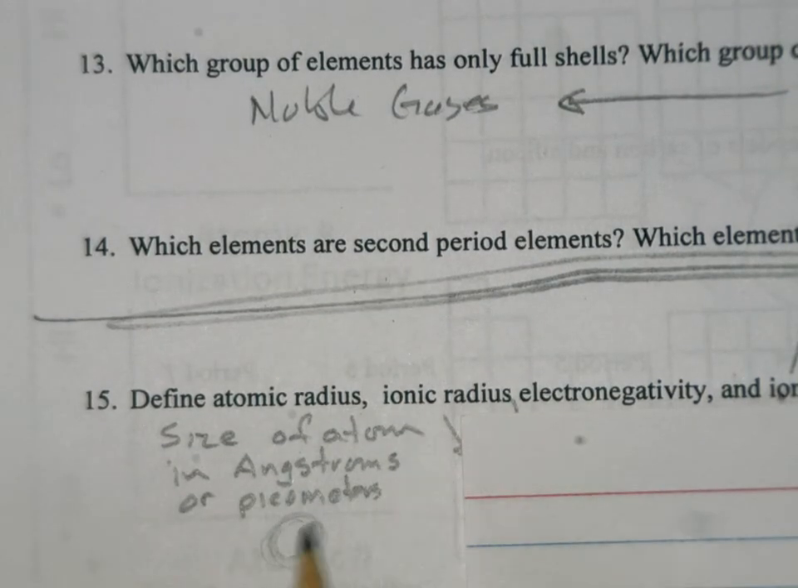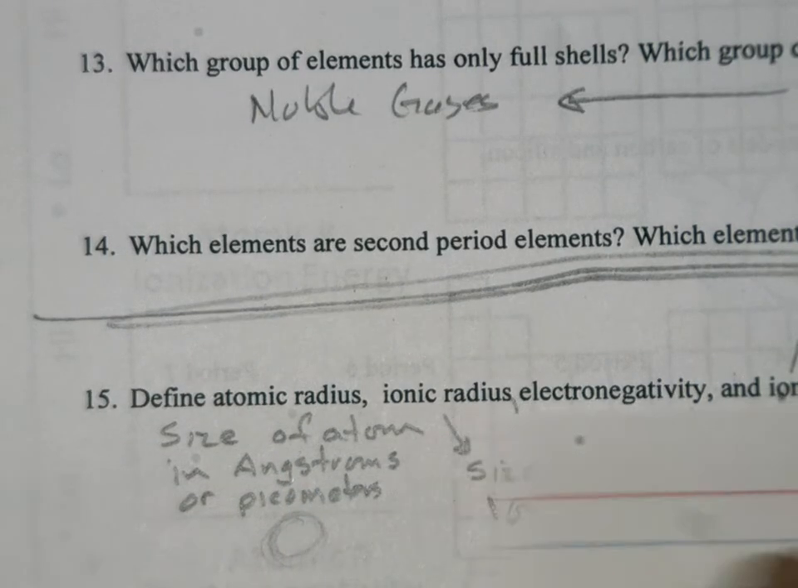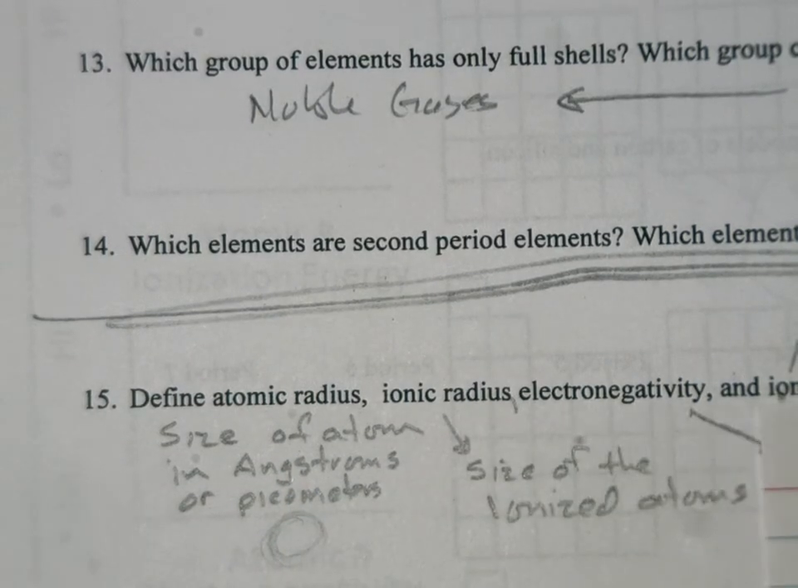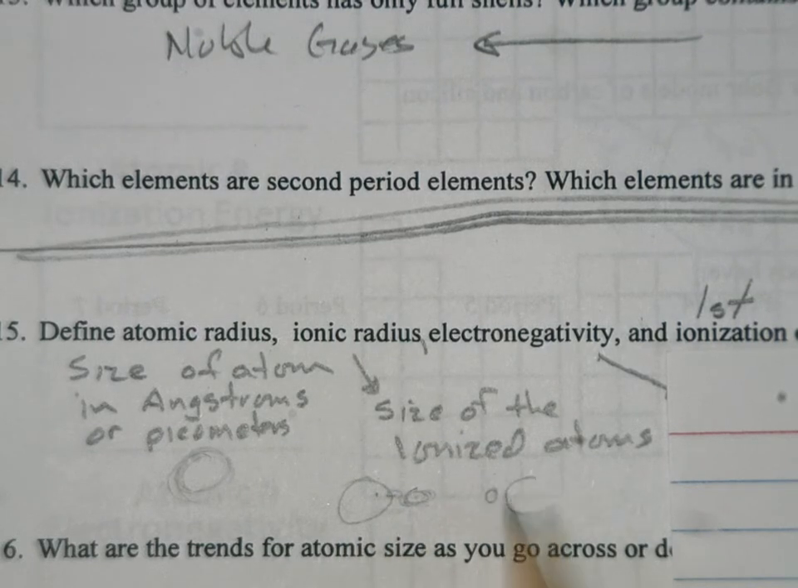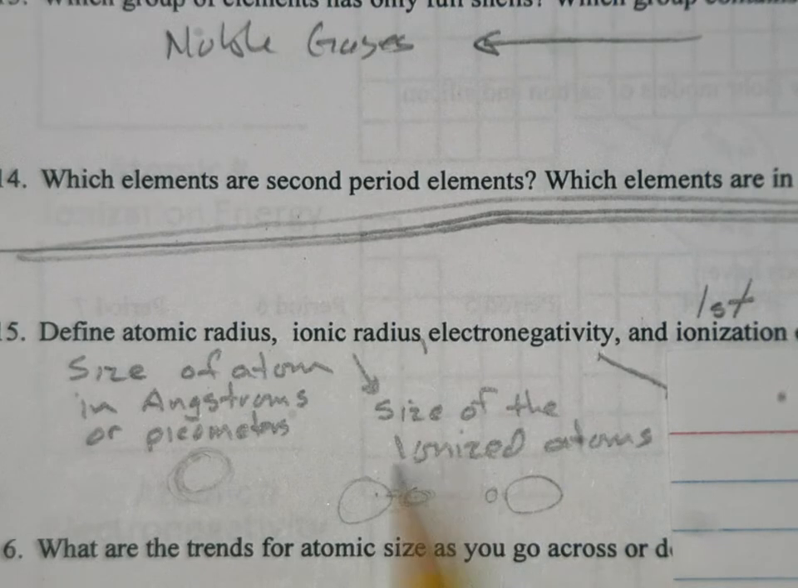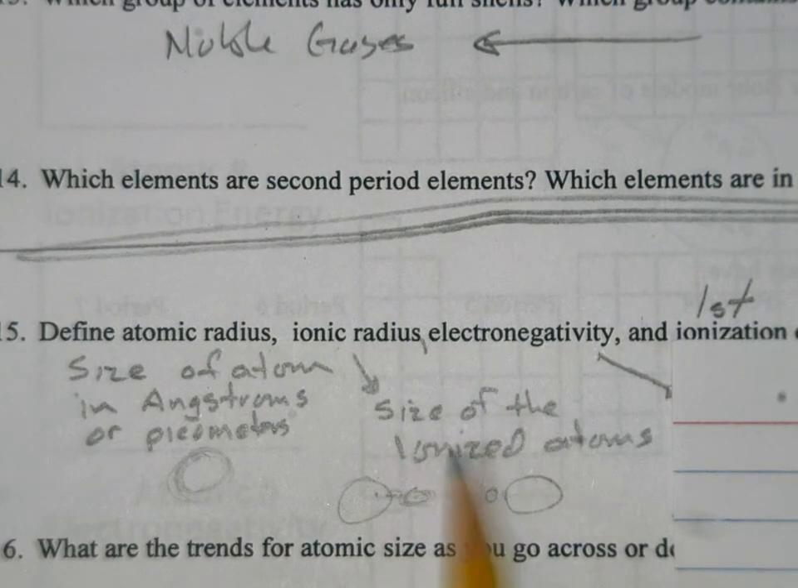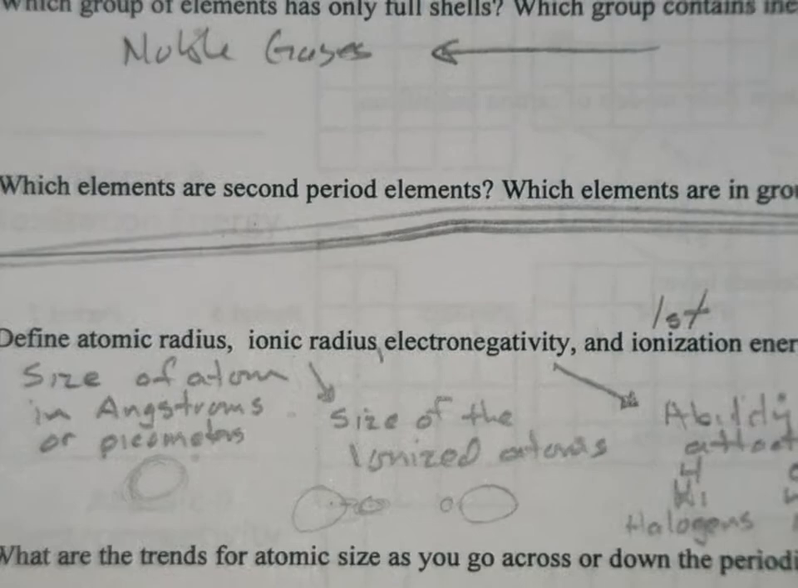Now, ionic radius, when the atoms have ionized, when they've gained or lost an electron, it's going to be just the size of the ionized atoms. Okay, so metals tend to get smaller when they ionize. So metals will ionize and get smaller. Non-metals will ionize and get bigger. We'll cover that in a little bit. But anyway, ionic radius is just the size of the atoms when they've ionized.